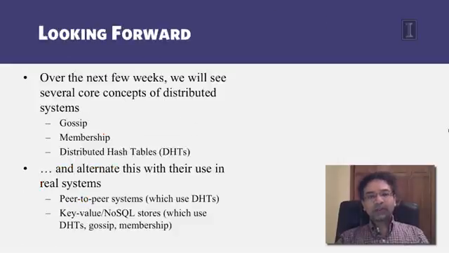So over the next few weeks, we will see several core concepts of distributed systems. Next week, you'll see gossip and membership. And then we'll see distributed hash tables as well, which are an important building block for peer-to-peer systems. And we'll alternate core concepts with the use of these core concepts in real systems. So when we see distributed hash tables, we'll also see their use in peer-to-peer systems. We'll also see how some of these building blocks are used in key value stores and NoSQL storage systems. For instance, these NoSQL storage systems use distributed hash tables, they use gossip, they use membership. That's why we study concepts first, and then we see how they're used in real systems.